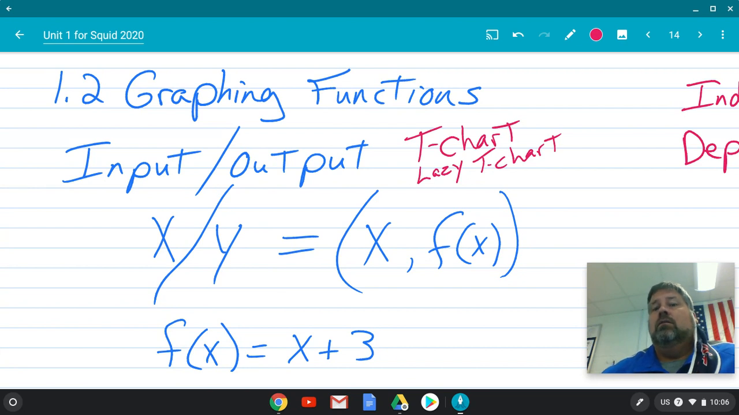1, 4. Give me an input. 2, okay, 5. 7, 10, right? There's an infinite number of solutions to this one simple elementary little equation. How would I possibly list all those in a chart? You want to list a chart with an infinite number of numbers in it?